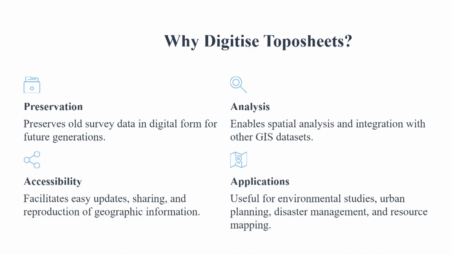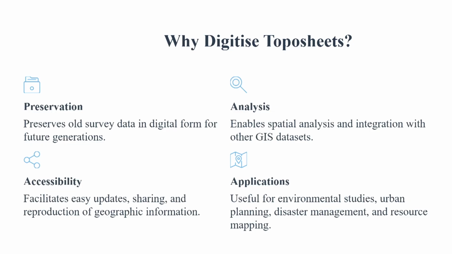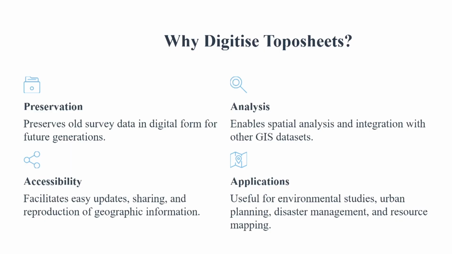For example, in Chennai or wherever in India, urbanization is happening, and most of the water bodies are converted into built-up land or other land uses. How do we understand that? We analyze based on the topo sheet, and you can compare it with satellite images. This analysis is possible through the digitization of the topo sheet. Then accessibility and application, everything is possible once we digitize our topo sheets.